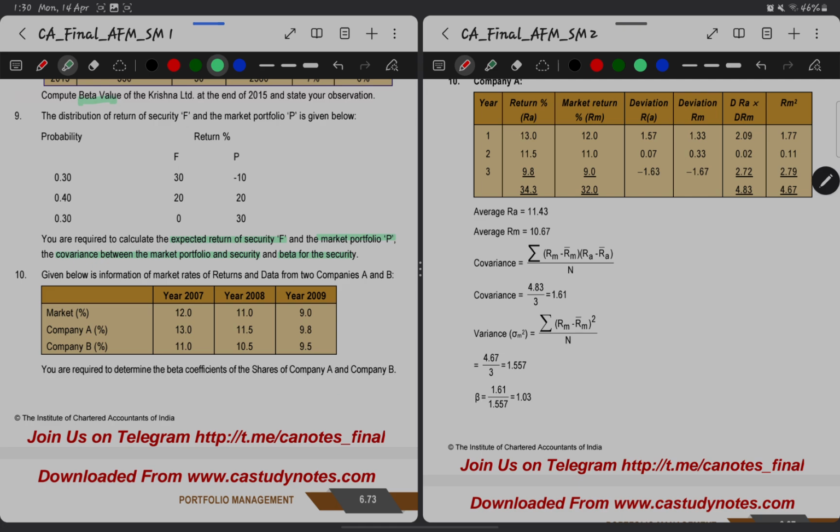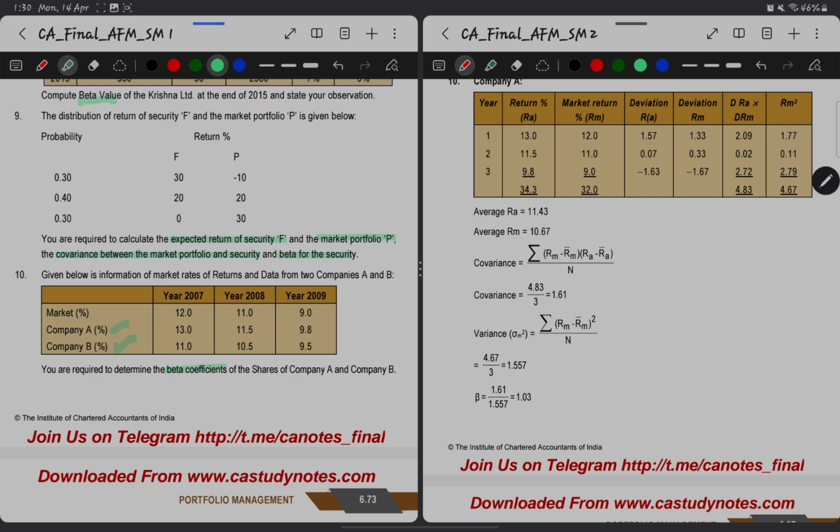Here they are asking the beta coefficients. We should not confuse it with the correlation coefficient, because correlation coefficient is nothing but the linear relationship of stocks between two stocks. Let's say in this case, if they are asking us correlation coefficient, then it will be between company A and company B.